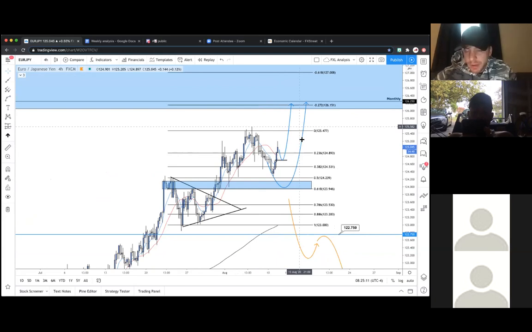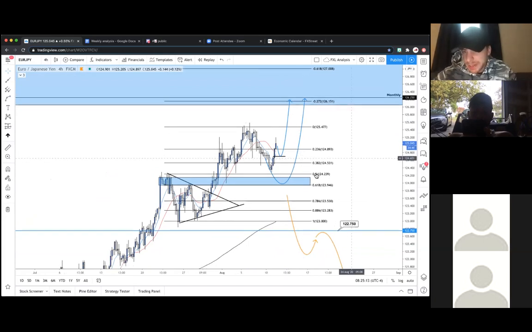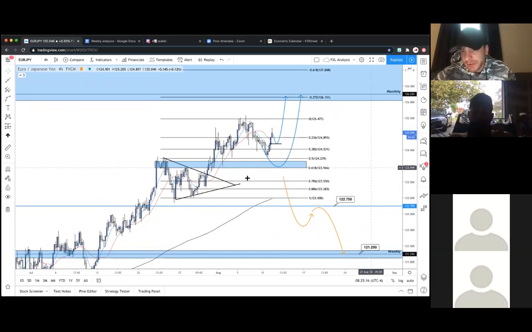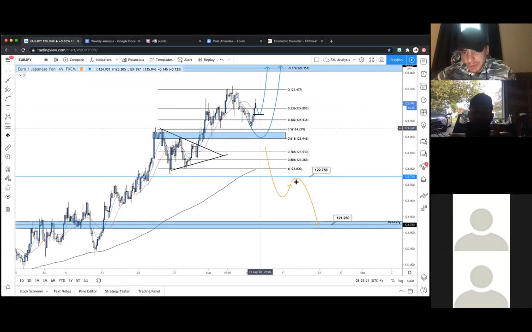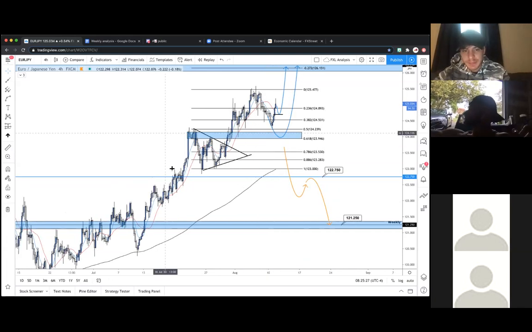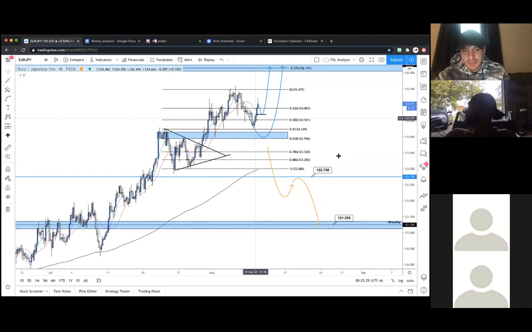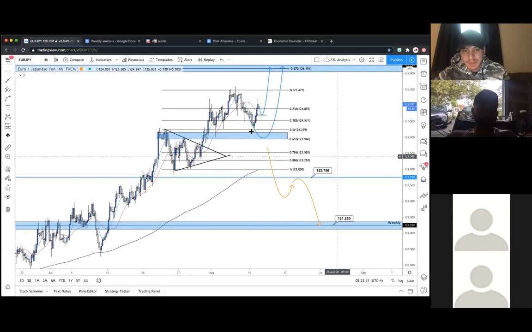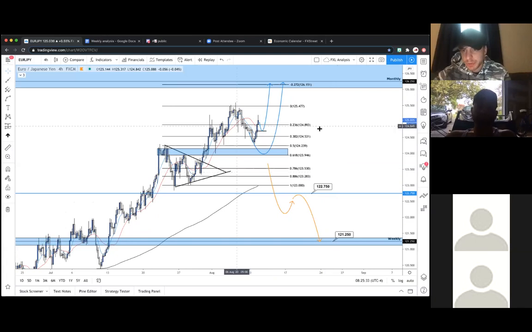Guys, for us to consider short opportunities, we need to get below 122.75. It really needs to drop and start forming some lower highs below these zones. This is just way too strong. Something big needs to happen for us to start considering shorts. Okay, but until that happens, we're looking to get up into this monthly. Okay, so that's EJ. Let's move on to gold.